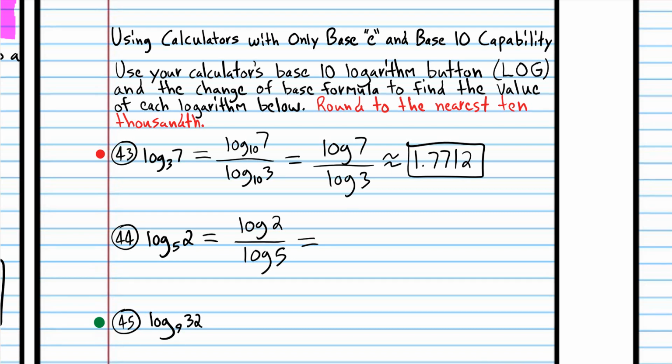So the green alpha button, the y equals button, enter. And then log 2, right parenthesis, down arrow key, log 5, right parenthesis, right arrow key. So you should have log 2 over log 5. Press enter, and we get approximately 0.4307.